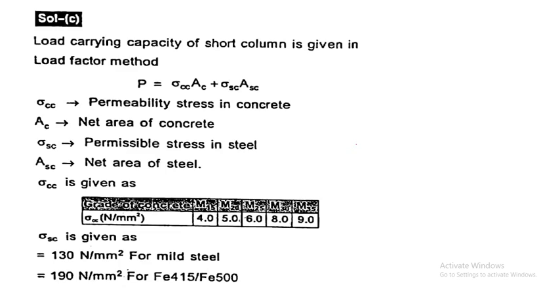So we can write this: load carrying capacity of a short column is written as P equal to stress into area in concrete plus stress into area in steel. So this is the permissible stress in concrete, AC is the net area of the concrete, tau SC is the permissible stress in steel, and ASC is the net area of the steel. So tau CC is given as.